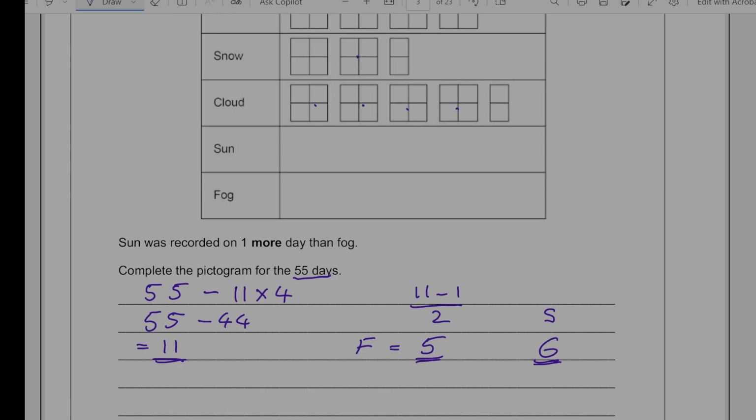So sun is 6, so I'm going to draw that as 1 square. That would be 4, and then a sun, and then a half. And then for fog, I'm going to do 1 square, and then 1 partial square. There we go.